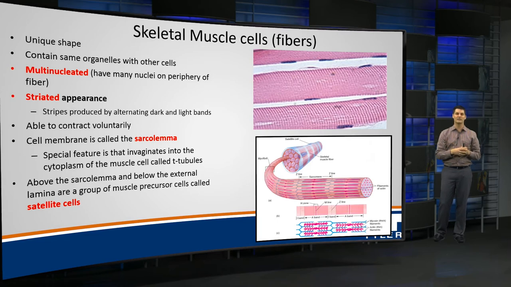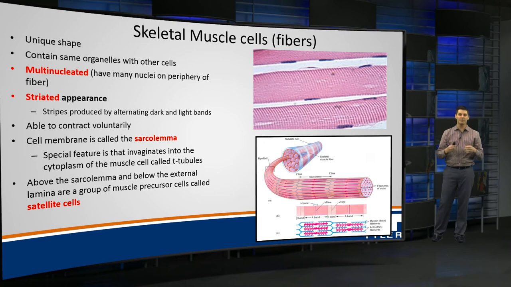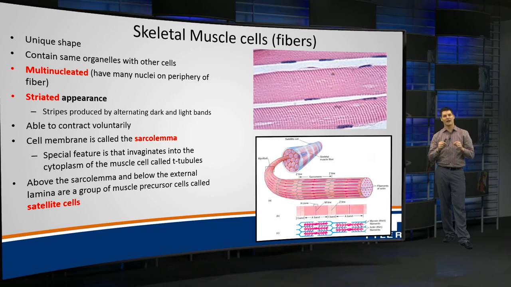So just put this idea of T-tubules in your mind for now. Right? Above the sarcolemma and below this basal lamina, as you see in the notes, but what you can really do is say the endomysium, that outer layer that surrounds the muscle fiber, is the satellite cell.